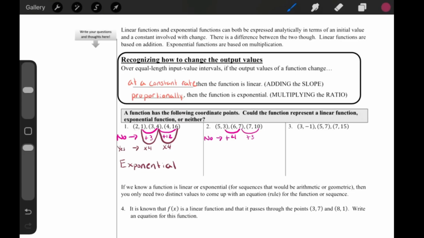Now let's see multiplication. 3 times what to get us 7? Well, 7 over 3 would give us 7. So 7 times what would get us 10? This one would be 10 over 7. So these are also not the same. So this ends up being neither.